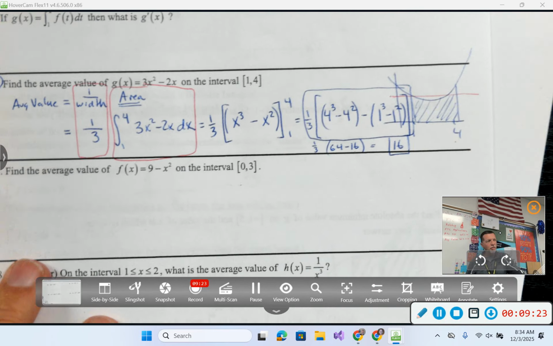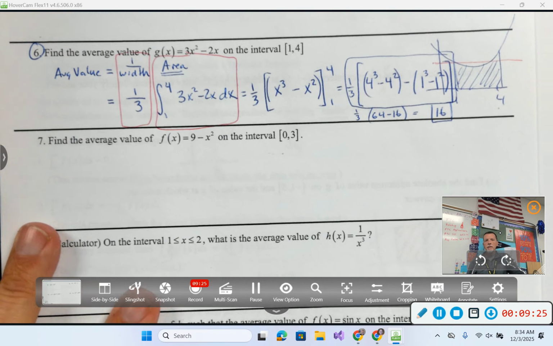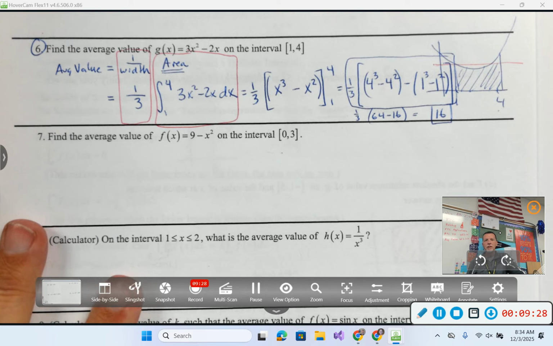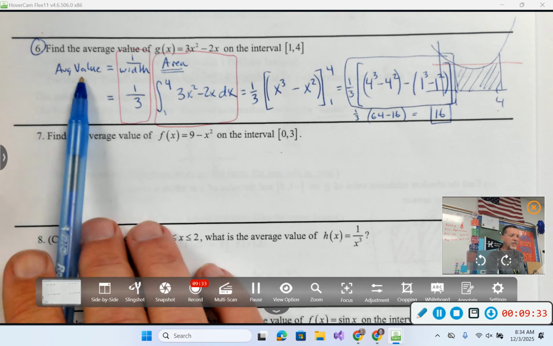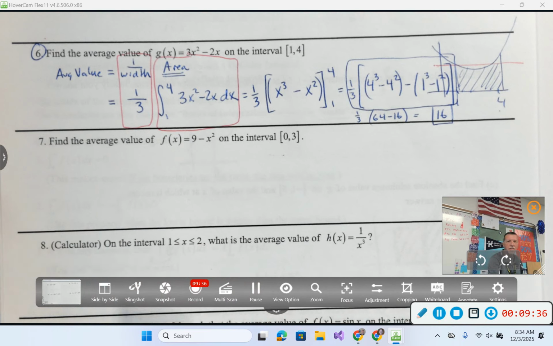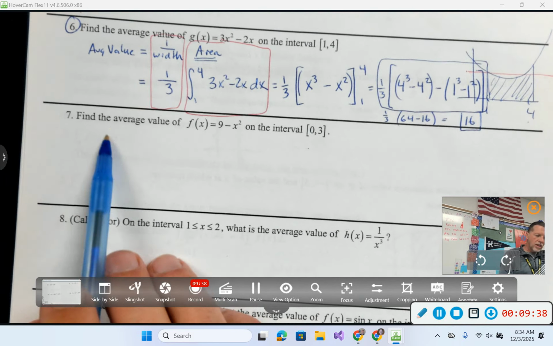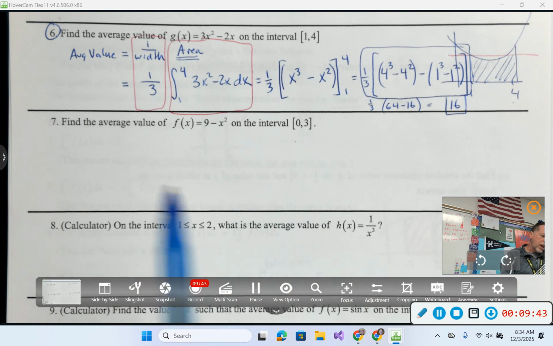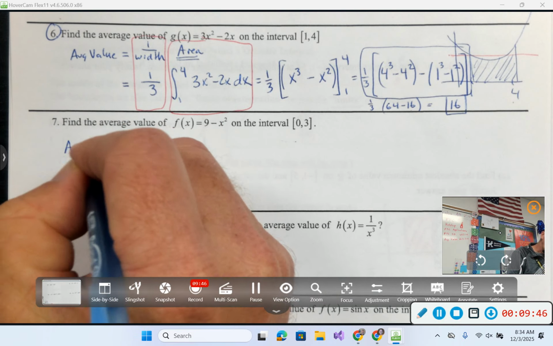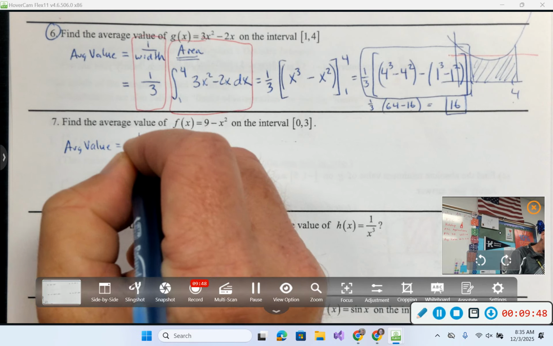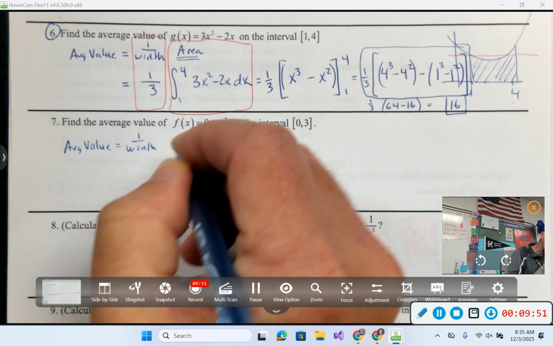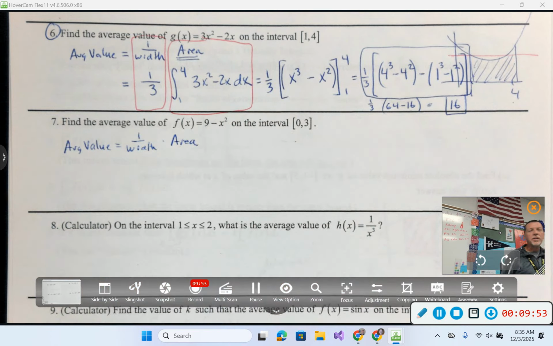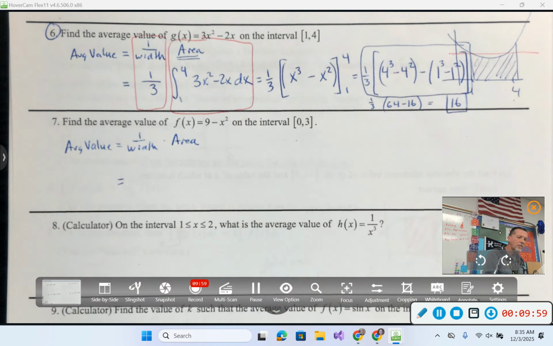So again, safe stop versus multiple choice answer. It's just algebra cleanup. Back up, big picture, to find the average value, 1 over the width times the area. Number 7, find the average value of this function on 0 to 3. Most of you are not going to be writing word equations every time, but I'm going to keep writing it because that's how my brain thinks about it, and then I can fill in the pieces after that.